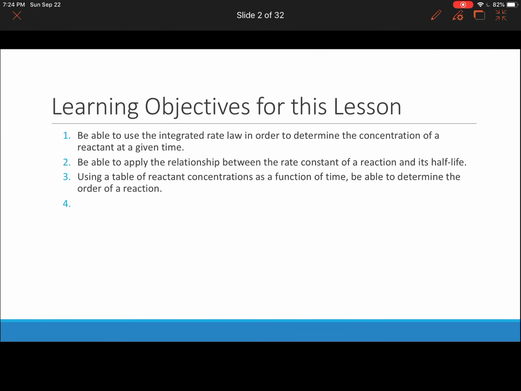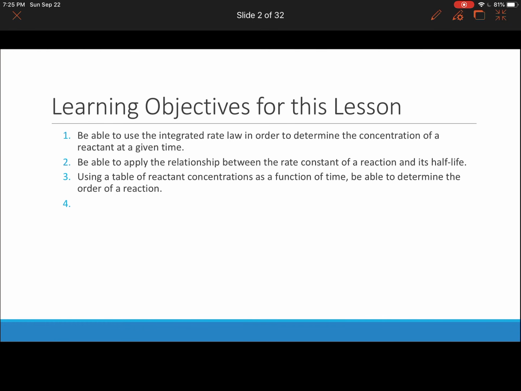We will then apply the relationship between the rate constant and its half-life, so we can either use the rate constant to determine its half-life or use the half-life to determine its rate constant. Again, this will be based on whether it's a 1st order, 2nd order, or 0th order reaction. And then we are going to use a table of reactant concentrations as a function of time to be able to determine the order of a reaction. So with these 3 learning objectives, we're really basing everything on the integrated rate law, and we're going to compare it to the 2 rate equations we've looked at so far, our general rate law and our relative rate law.